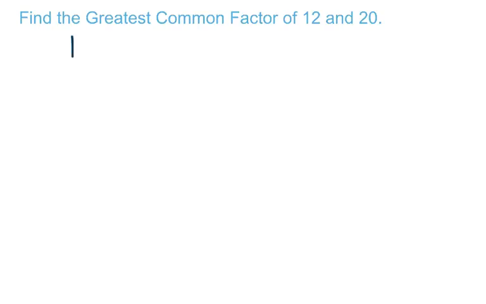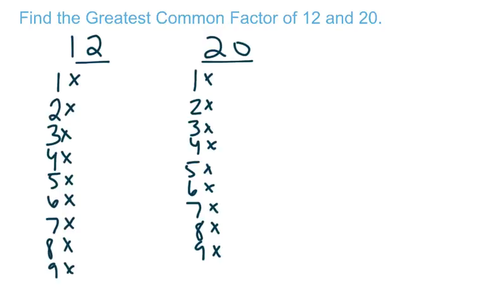So the first thing we're going to do is list out our numbers 12 and 20, and we're going to do our nines method. So 1 times the whole way down to 9 times. And it would be helpful to do this for both numbers a while so that we can go ahead and fill in our nines method. So once we have our nines method written down, we're going to go ahead and fill it out.